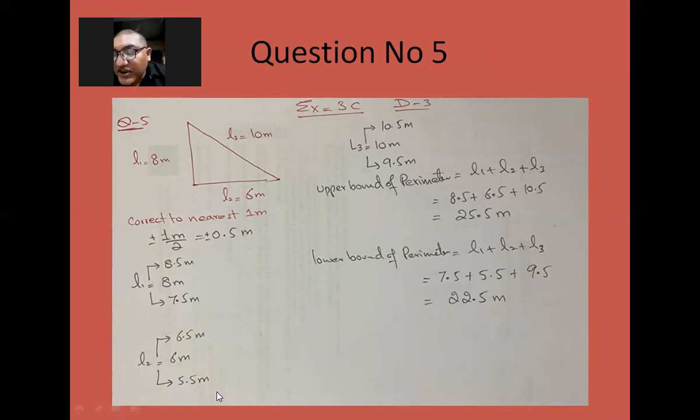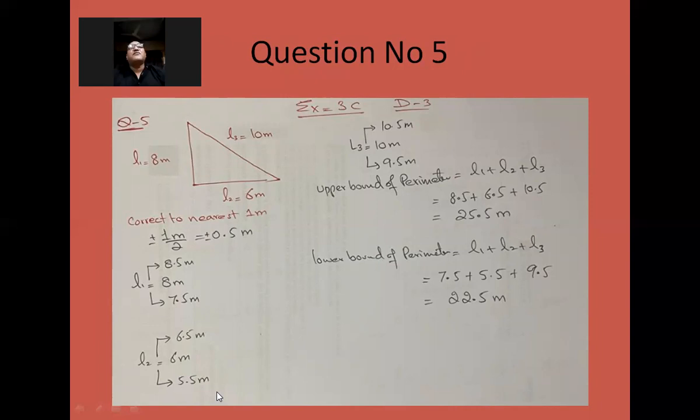Then the question is, calculate the upper and lower bounds for the perimeter of the above triangle. So we have to find out the perimeter of this triangle. You know, the perimeter of the triangle is the sum of the 3 sides. That's a simple formula for the perimeter. But we have to tell the upper bound and the lower bound of this perimeter. The procedure is, we know the 3 lengths. We will find the upper and the lower bound for each length, and then we will go to the perimeter.